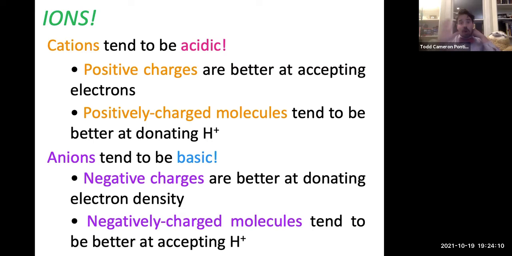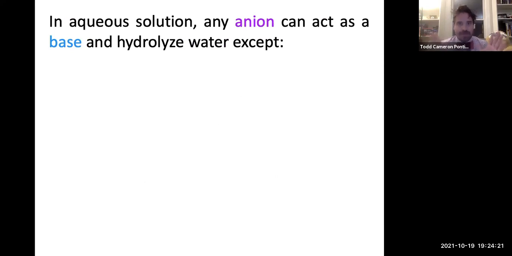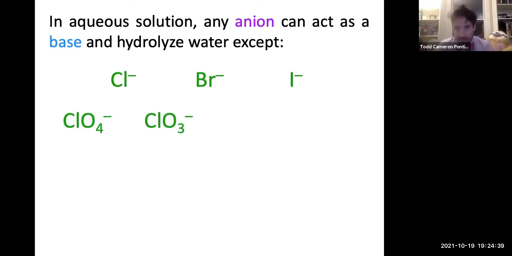Now, there are exceptions to this rule in aqueous solution, but the exceptions are really straightforward if you think about strong acids and strong bases and how their conjugates are negligible. So let's do the anions that are not basic in aqueous solution. In aqueous solution, any anion can act as a base and hydrolyze water except for, and I think you'll see a pattern here, Cl minus, Br minus, I minus, ClO4 minus, ClO3 minus, NO3 minus, and HSO4 minus.